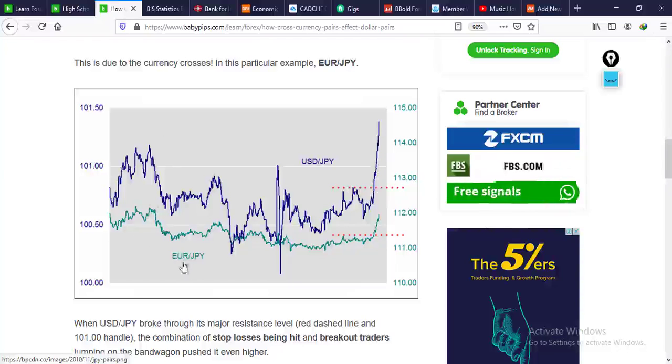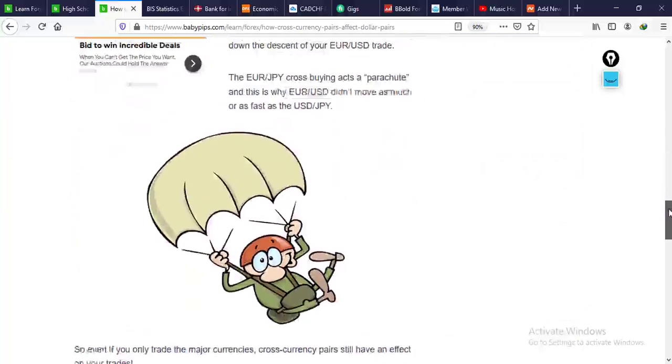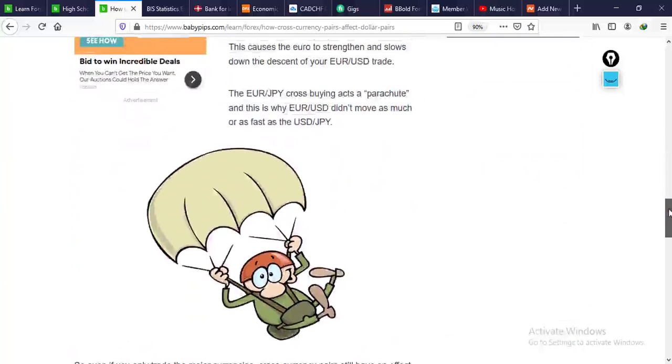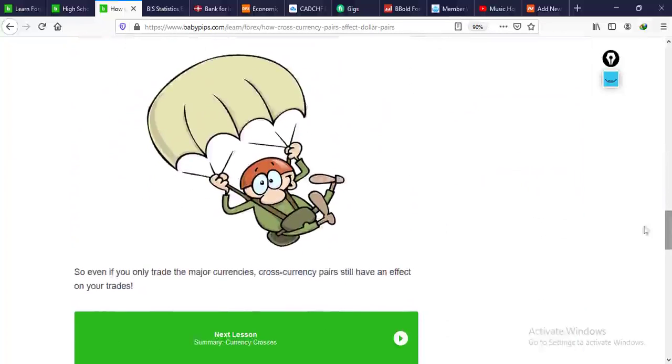Why? Because EUR/JPY is acting as a soft landing for the EUR/USD. So while people were shorting EUR/USD, people were also buying EUR/JPY. They were selling it this way, other people were buying it that way, so it acts as a soft landing. Instead of a tremendous fall in your EUR/USD trade, it does not fall as much. That is the reason why your EUR/USD trade did not make as much profit as your friend who took just USD/JPY.